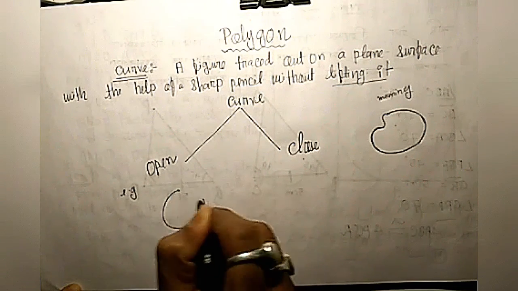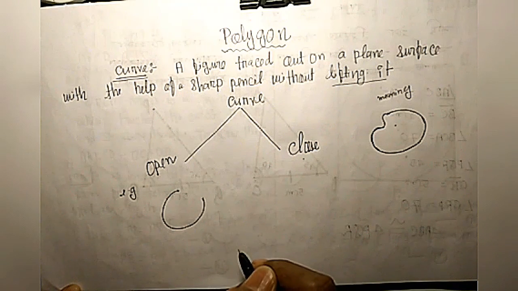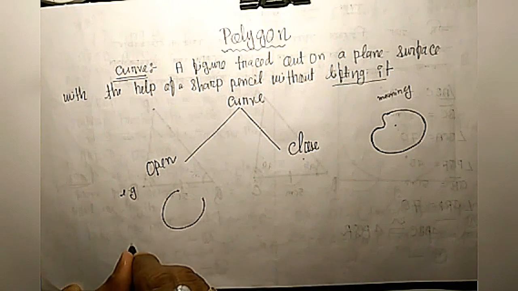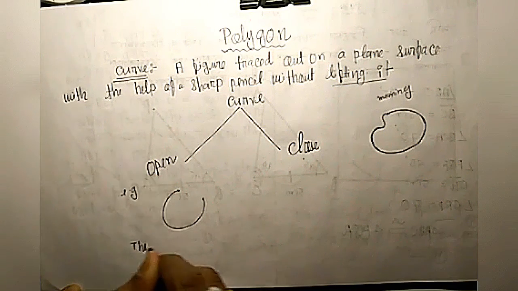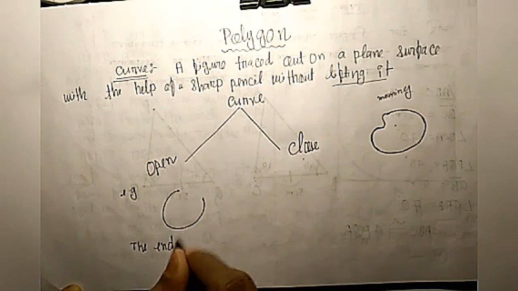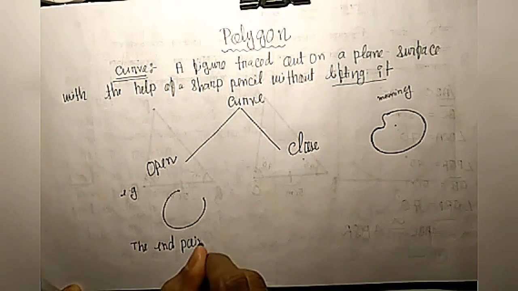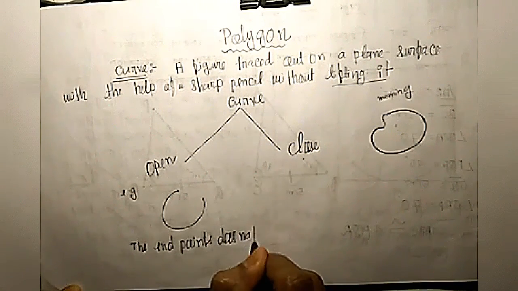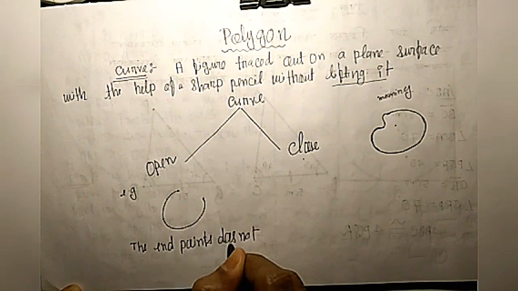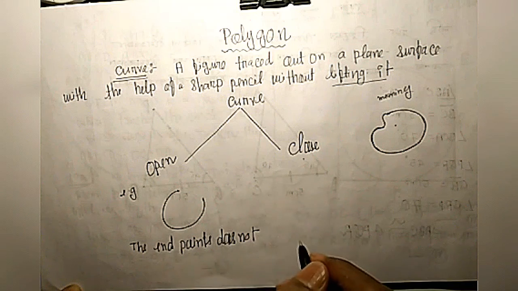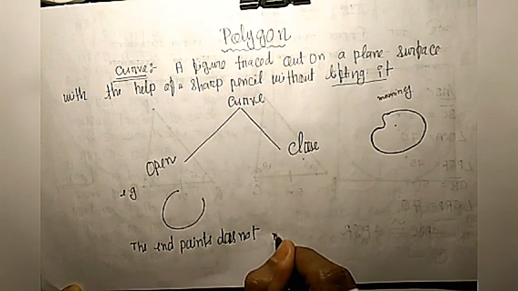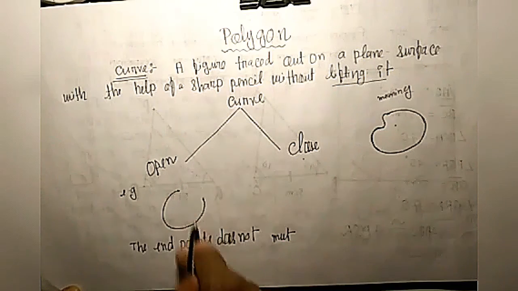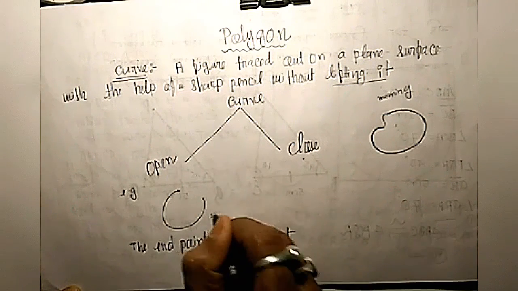In this case, this is a curve, and we have seen that both the ends do not meet. That means the ends of the given curve do not touch each other. The endpoints do not meet. So this type of curve is known as an open curve. Open curve means the ends should not meet each other.